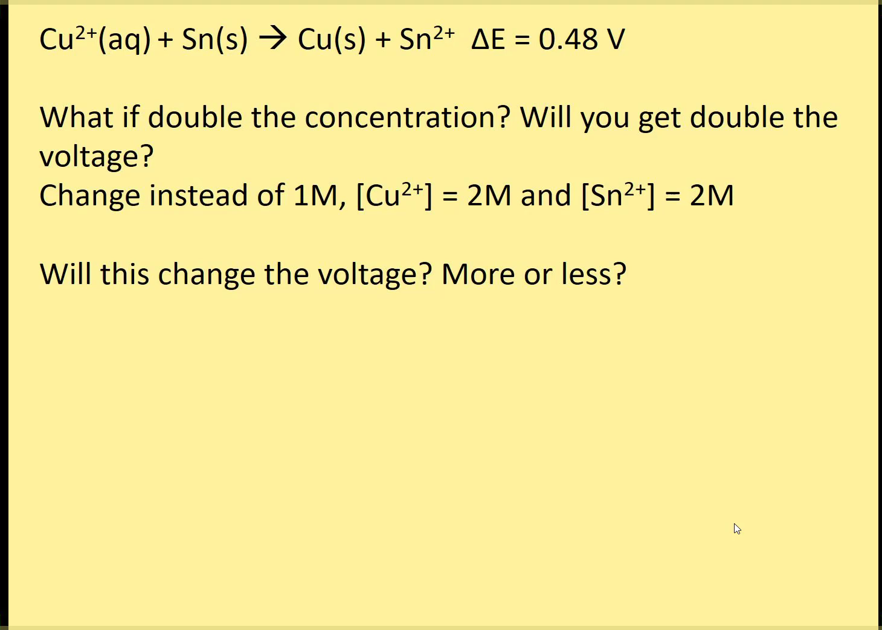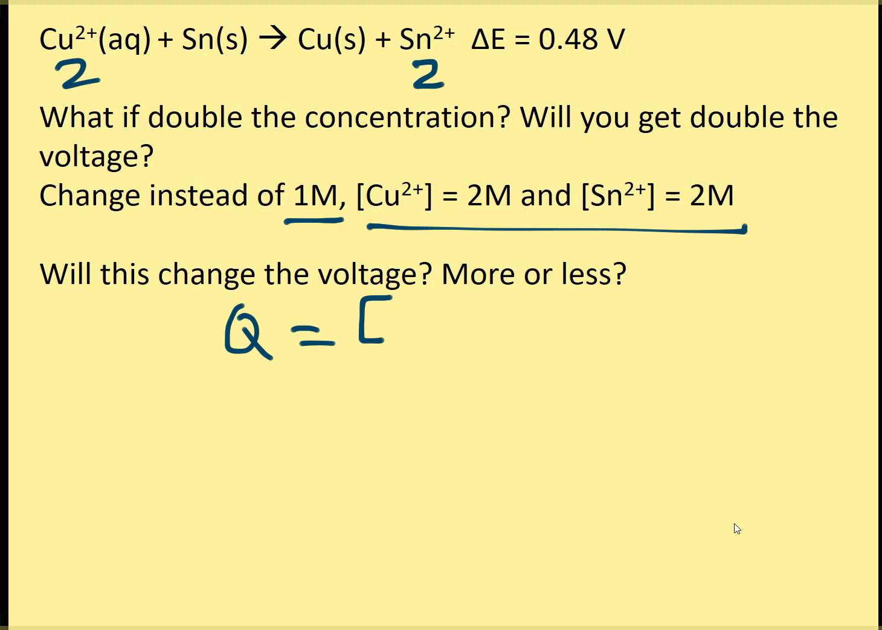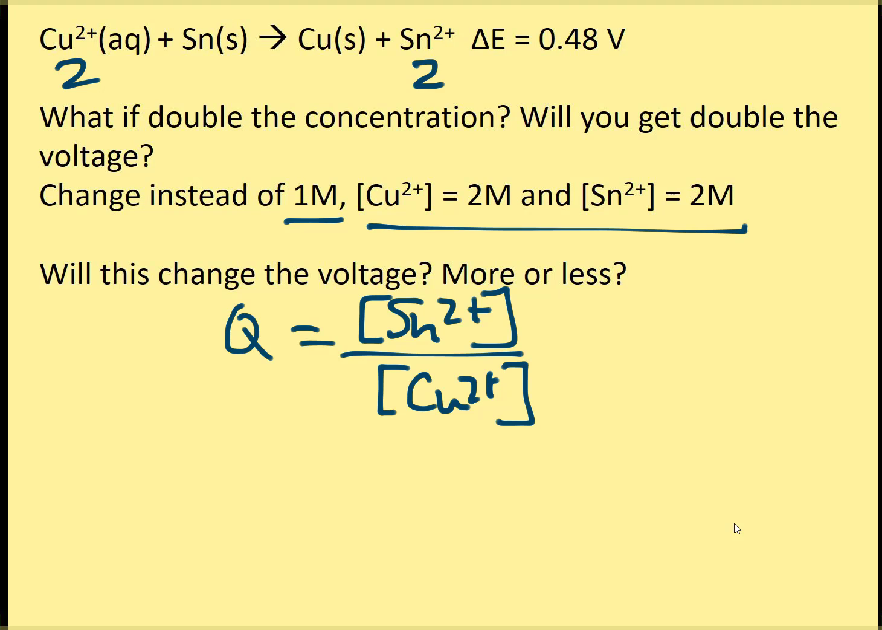My ratios are 1 to 1 for the ion on the reactant side and the ion on the product side. Let's see, instead of having a 1 molar concentration, what if I double everything? So will this double the voltage? So let's look at our Q, and again, products over reactants. And look, I wrote the solid and the aqueous, except for this last one. So yay me.